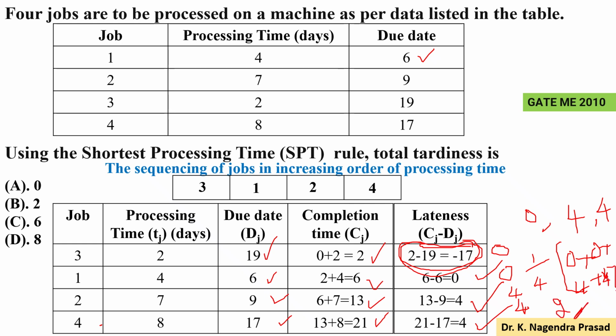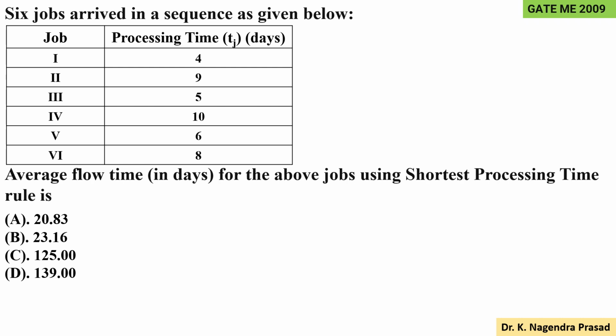But here the question is asking for the total tardiness. The average value is 2, but the total tardiness is 0 plus 0 plus 4 plus 4, that is 8. So the total tardiness value is 8. Option D is correct. This question was asked in GATE Mechanical 2010. Let's see the next problem.